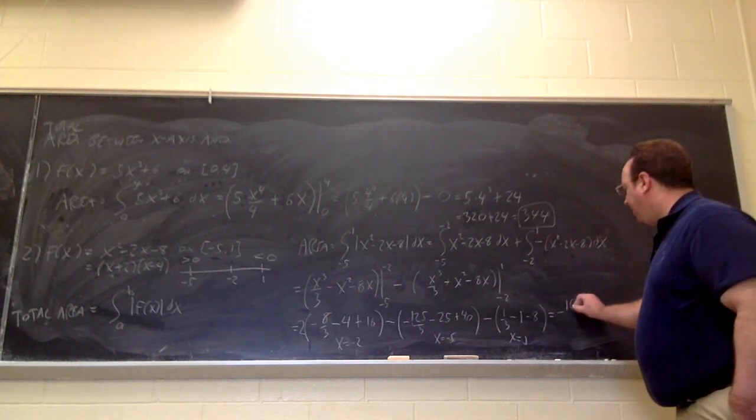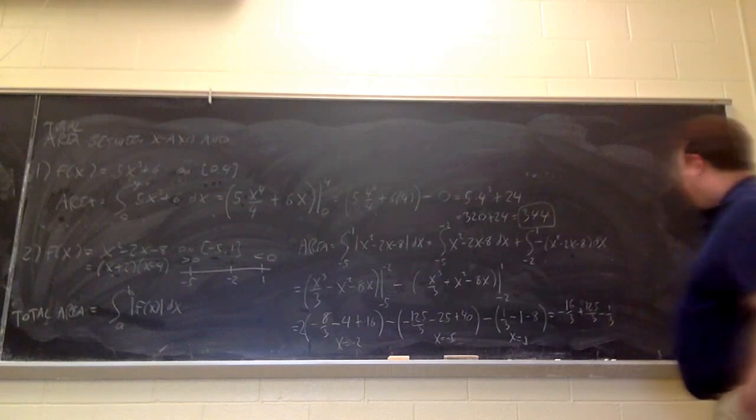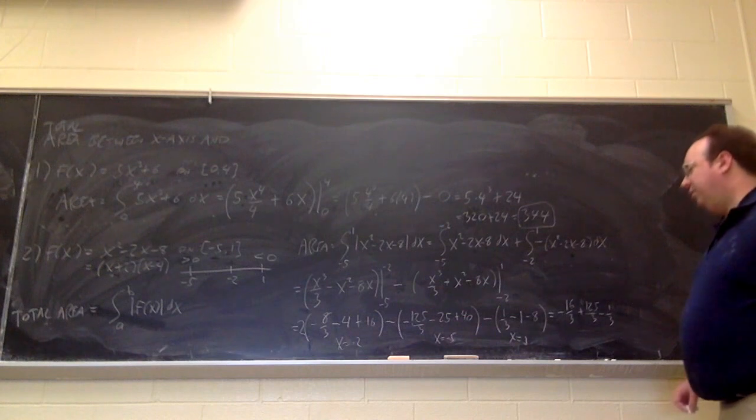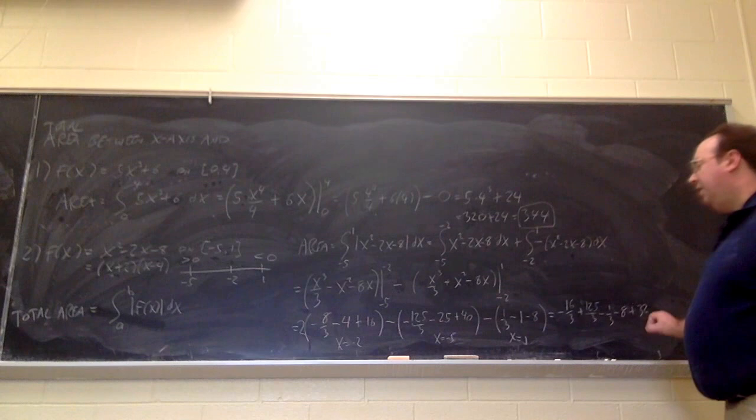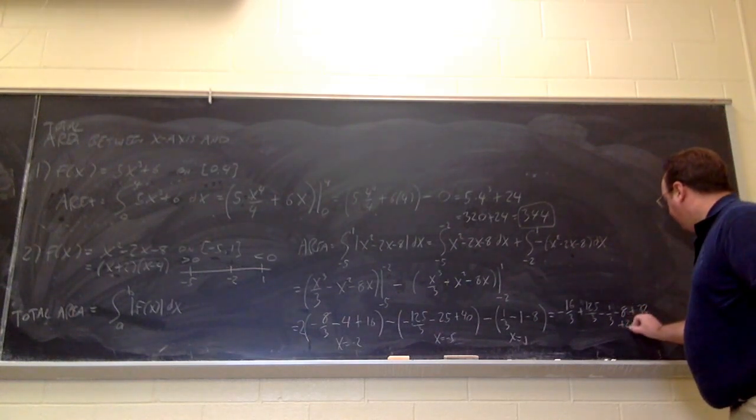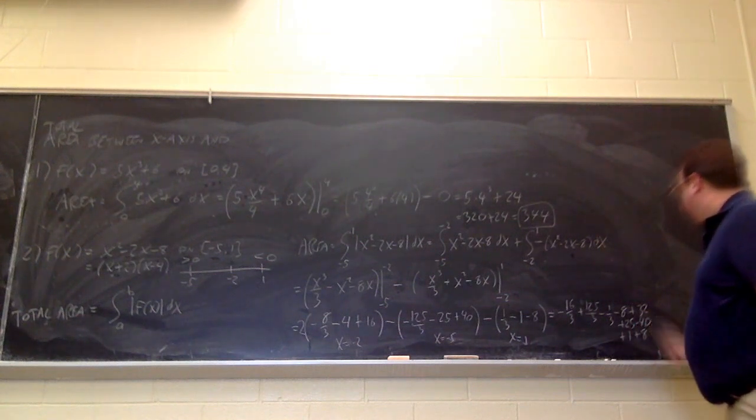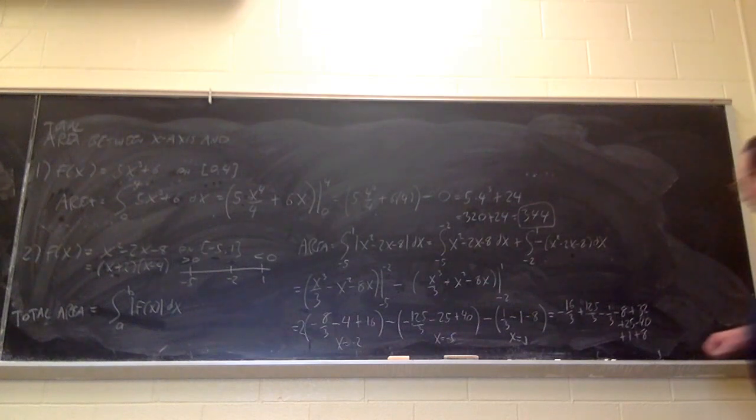So I have minus 16 thirds plus 125 thirds minus 1 third. And then for the other numbers that are all whole numbers, I'll have minus 8 plus 32, plus 25, minus 40, plus 1, plus 8. Okay, so my answer is here. I just need to work it out to a nice number.